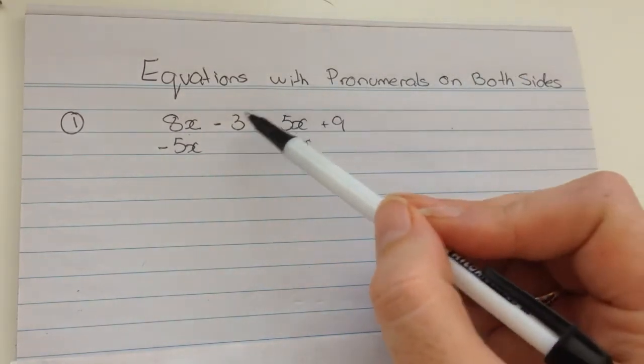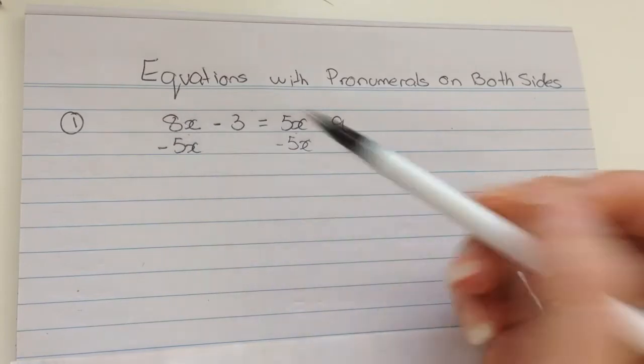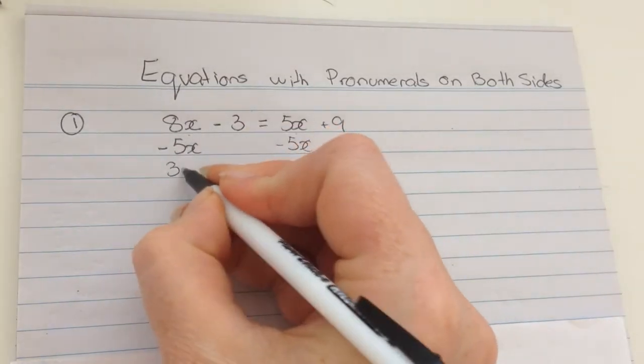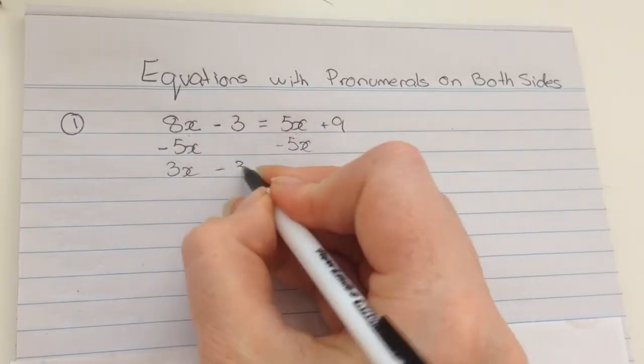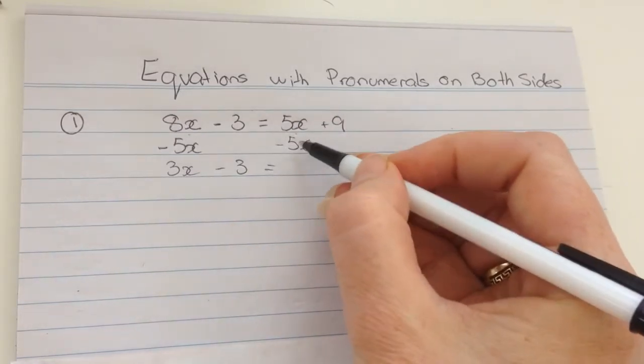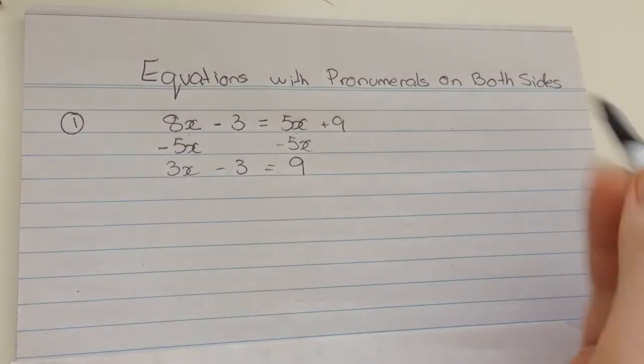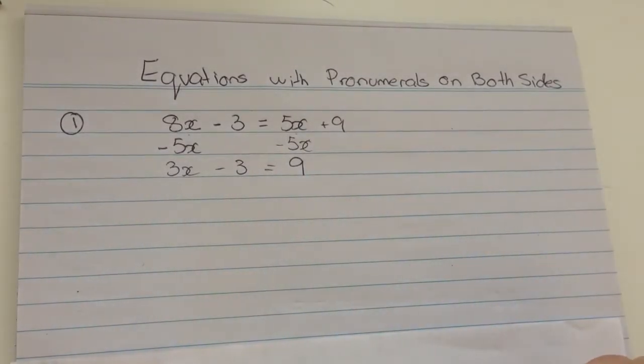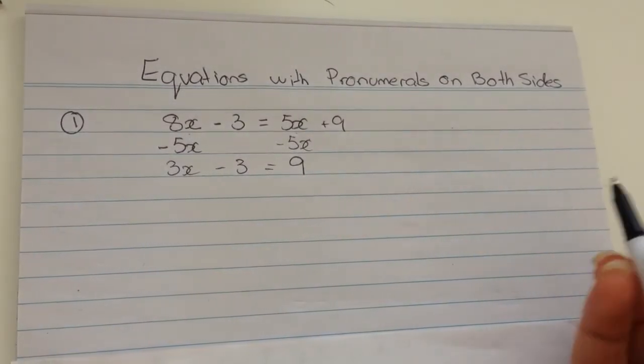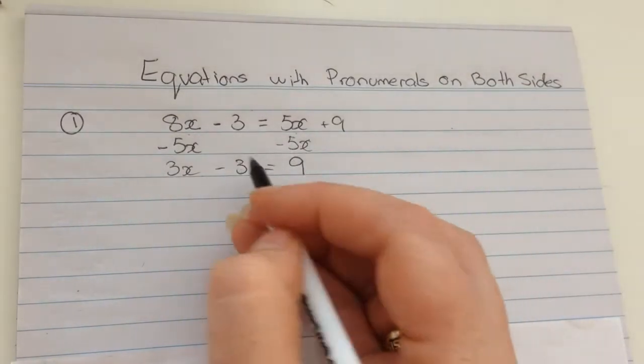Now if we work out what we've done so far, on this side we have 8x minus 5x, which is 3x. Nothing's happened to this minus 3. Over here 5x minus 5x is 0, and I have just the positive 9 sitting here. This is now looking like the standard equations you're very good at solving now, and we just solve the equation by using the opposite operation.